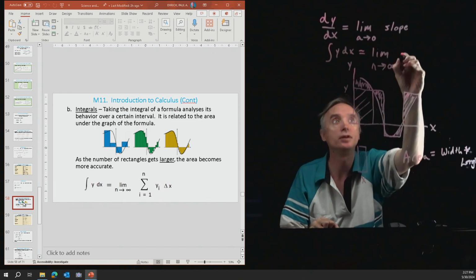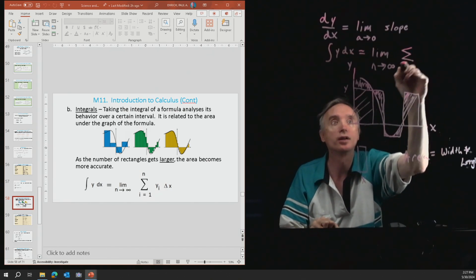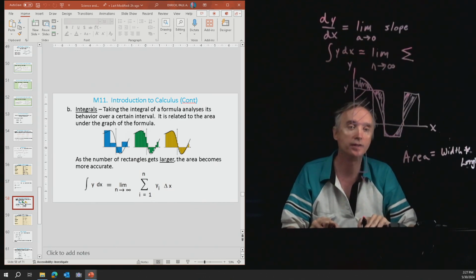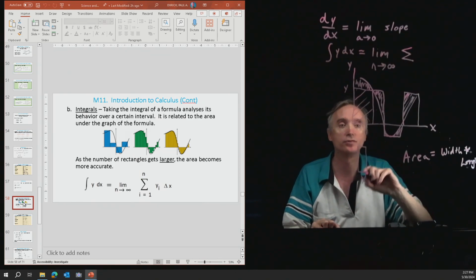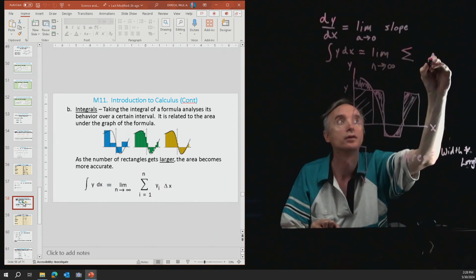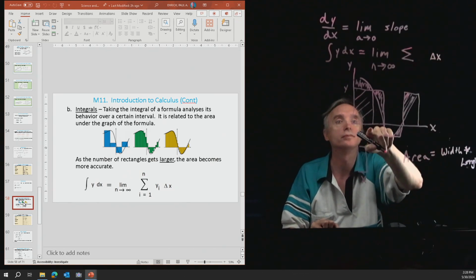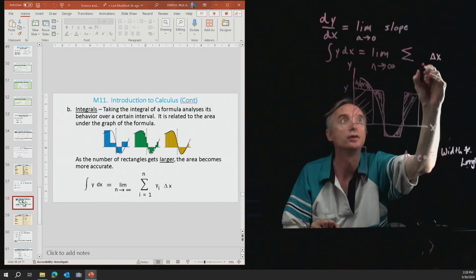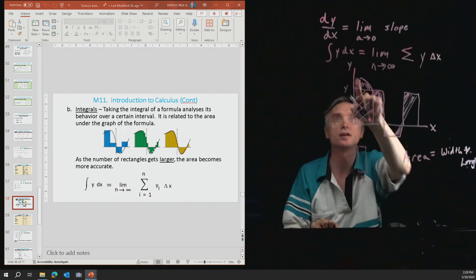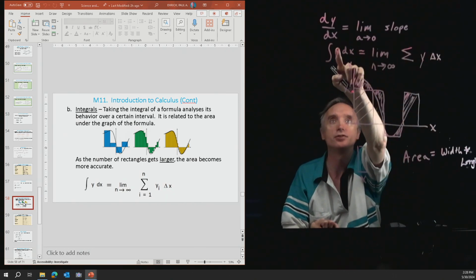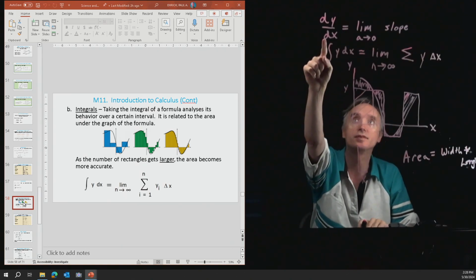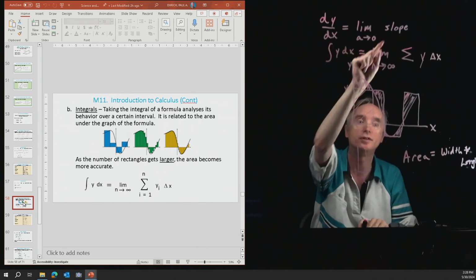And then it's going to be the sum. So we're going to need to add together all of these boxes. And then each of the boxes is going to have a certain width, and then it's going to have a certain length or height. So this is the definition of what an integral is. And then this is the definition of what a derivative is.